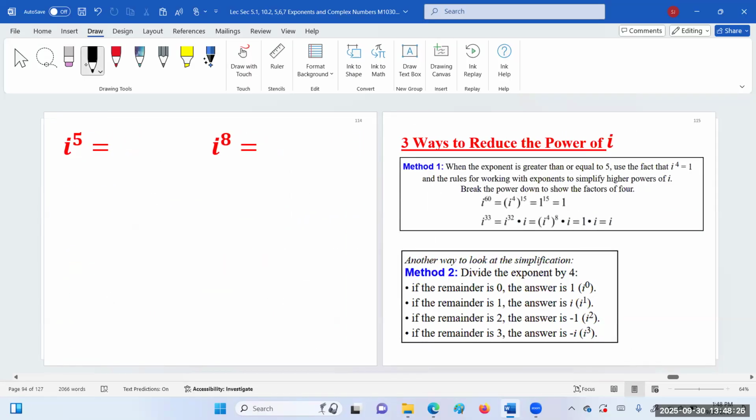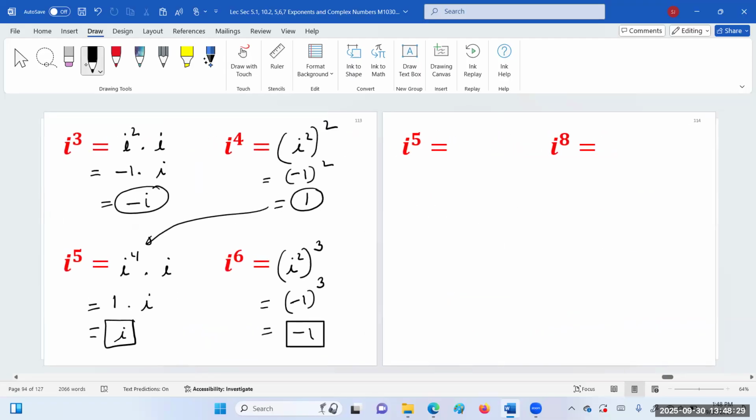Actually, let me do this. Let's say we have i to the 51. It's too big, right? But what is 51? Odd or even? Odd. So we know definitely our answer will be either i or negative i. One of these. Now, how do you figure out which one? We get the help of 2.